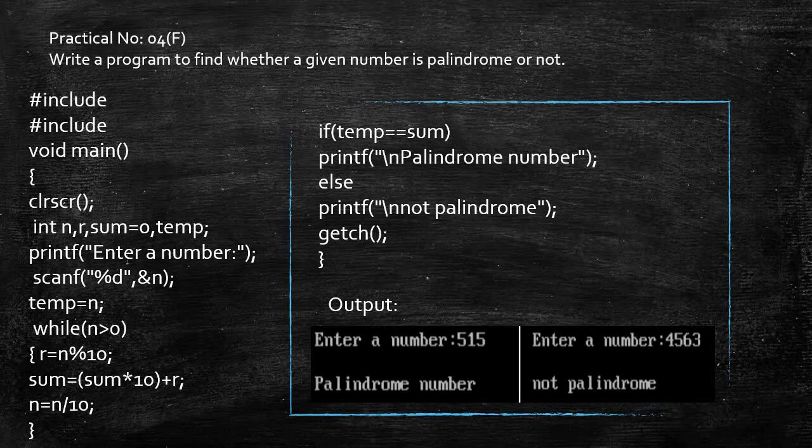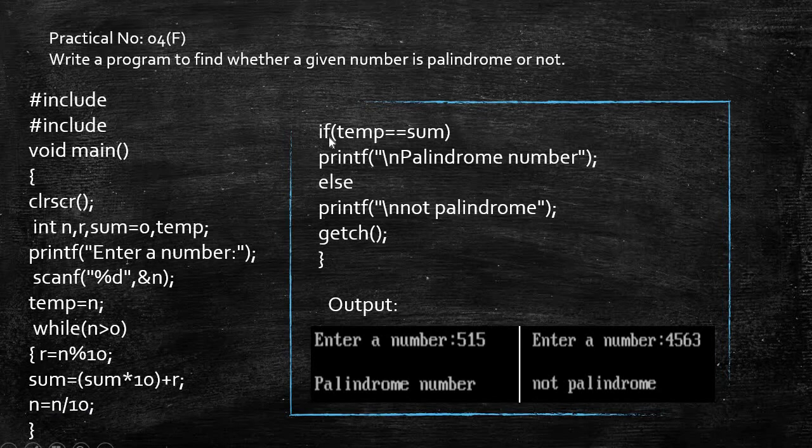If the number the user has entered is greater than 0, then we want to process this data: r equals n modulo 10, sum equals sum multiplied by 10 plus r, n equals n divided by 10. So this process we want to do over here.